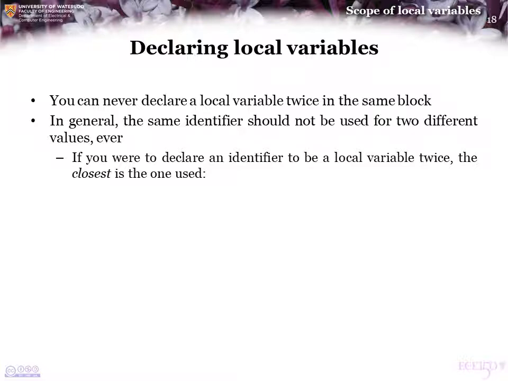Now, there are some issues with declaring local variables. You can never declare a local variable twice in the same block. In general, actually, you should never use the same identifier twice in the same function ever. If, however, you were to declare an identifier to be a local variable twice, once in one block and once in a different block, the closest one is the one that is used.